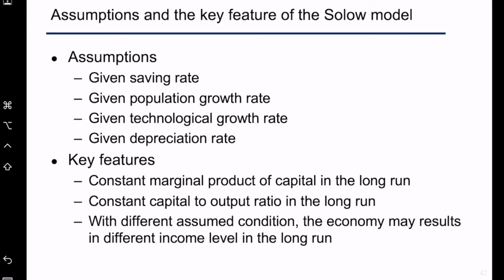However, if the assumptions for the parameters are the same, but the initial capital stock levels are different, then it turns out that the economy will result in the same income level in the long run. And later we will show that. So that's the basic story for the Solow model.